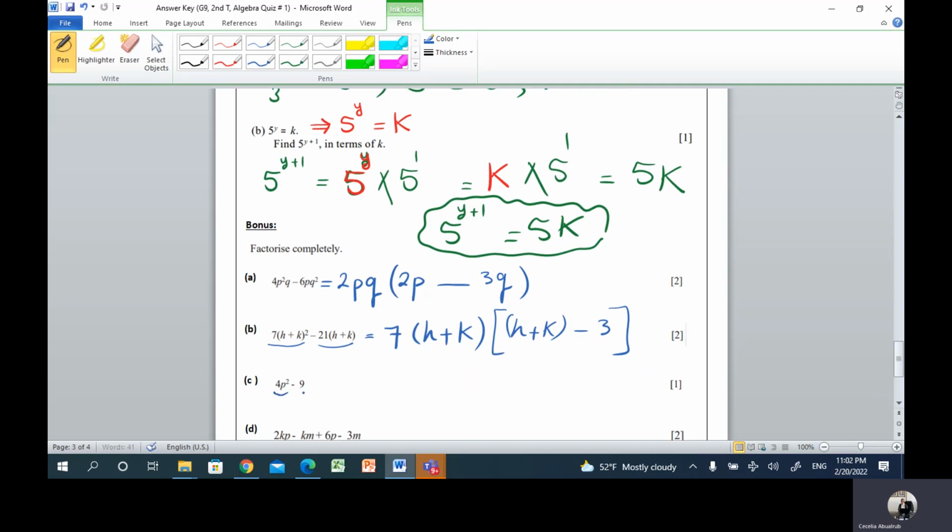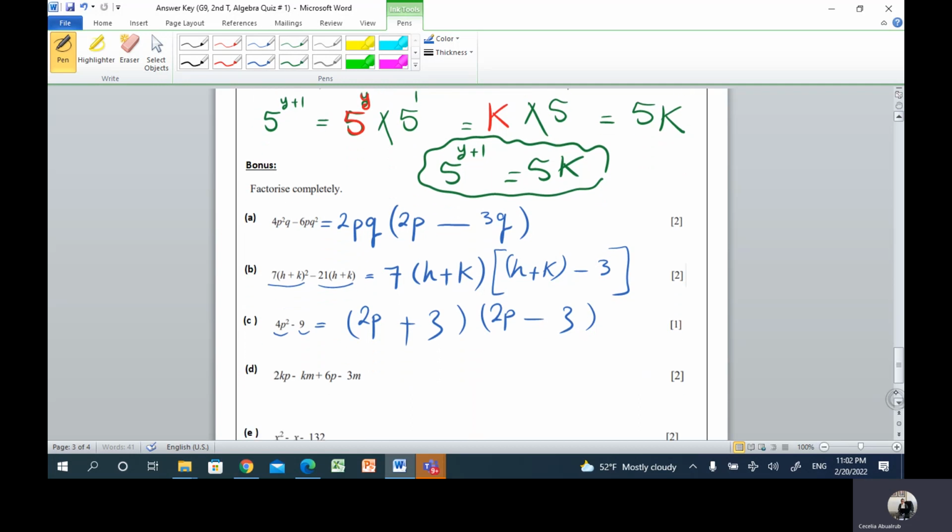4p squared minus 9. So this is a squared expression and this is a squared number. So we're going to open two brackets and there is the minus sign in between. The first one will take the addition and the second one will take the subtraction. 4p squared is basically 2p times 2p, and 9 is 3 times 3. And you can always check by expanding.